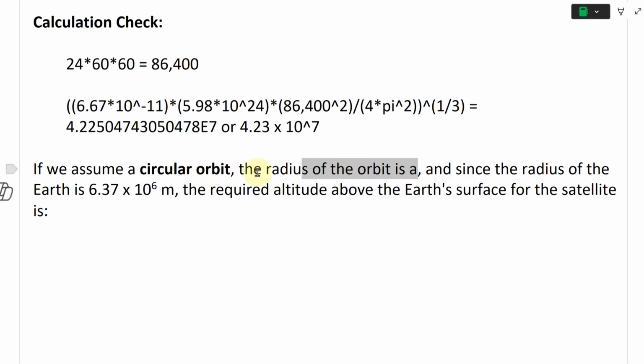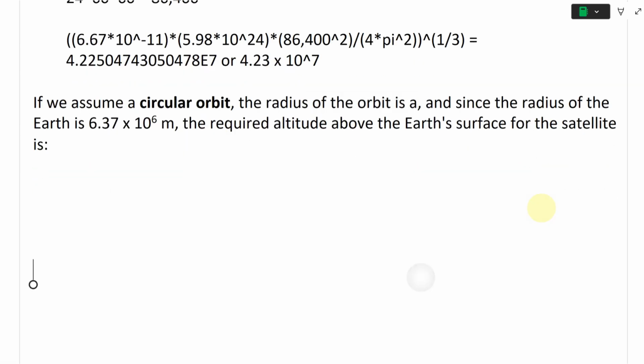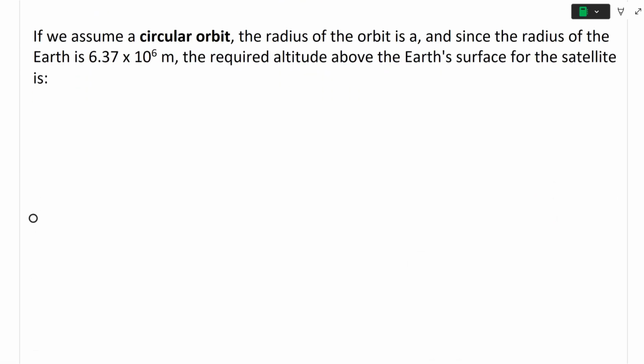So anyways, if we assume a circular orbit, the radius of the orbit is A, and since the radius of the Earth is 6.37 times 10 to the power of 6 meters, the required altitude above the Earth's surface for the satellite is... and basically what I'll do, I'm going to draw this out now because it's a circle.